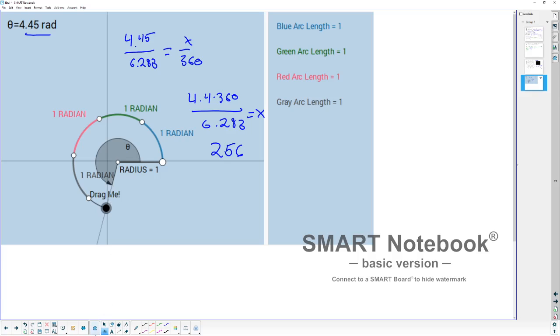Looks good to me. All right, I hope that clears things up about how the radian corresponds to the circle itself. Have a great day.